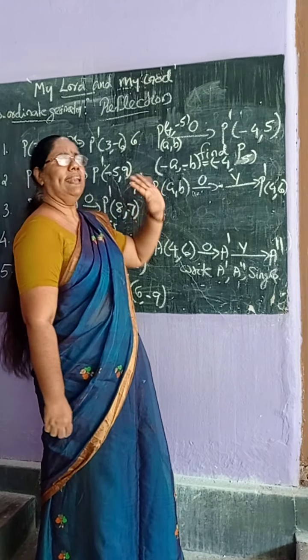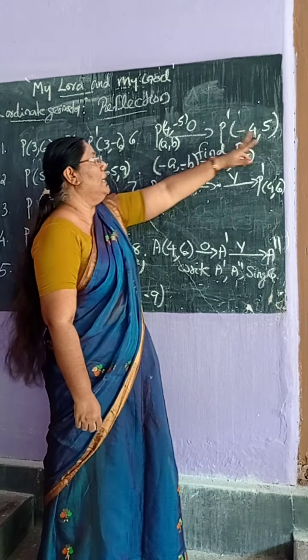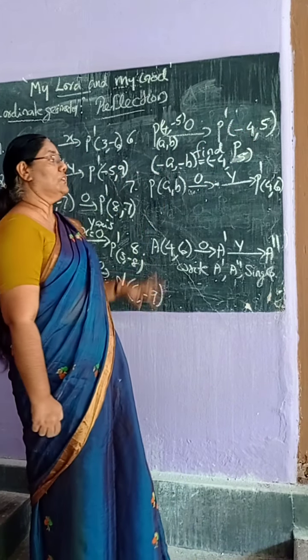Therefore, we can directly write the answer. If it is -4, then the pre-image is 4. If it is 5, the pre-image is -5.